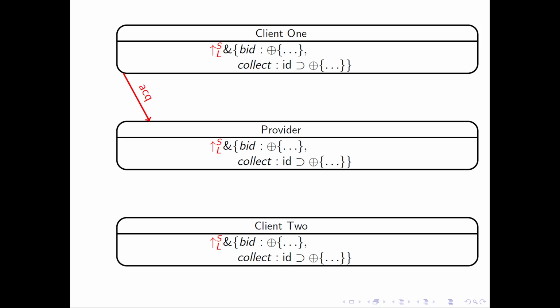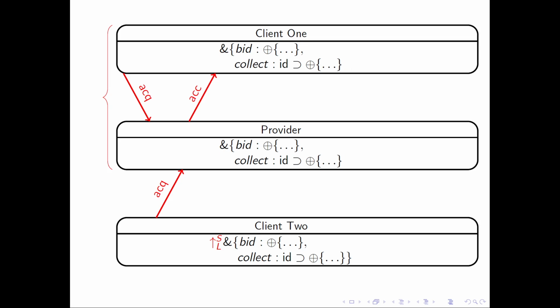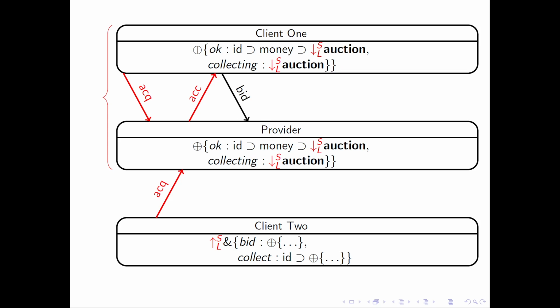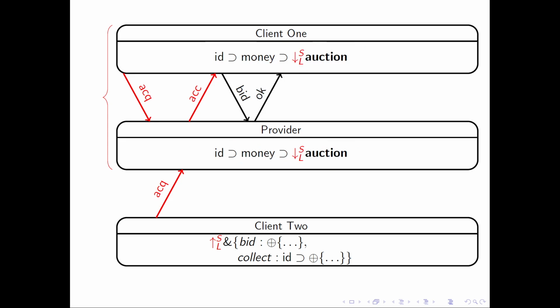So client 1, client 2 tries to acquire, provider accepts only one of them. It accepts client 1. Now the two communicate linearly. So we first encounter an external choice. The client 1 would then send bid, as an example. And the provider now has to pick between, okay, you can bid, or no, you shouldn't bid, you're supposed to be collecting. So suppose the provider says, okay.